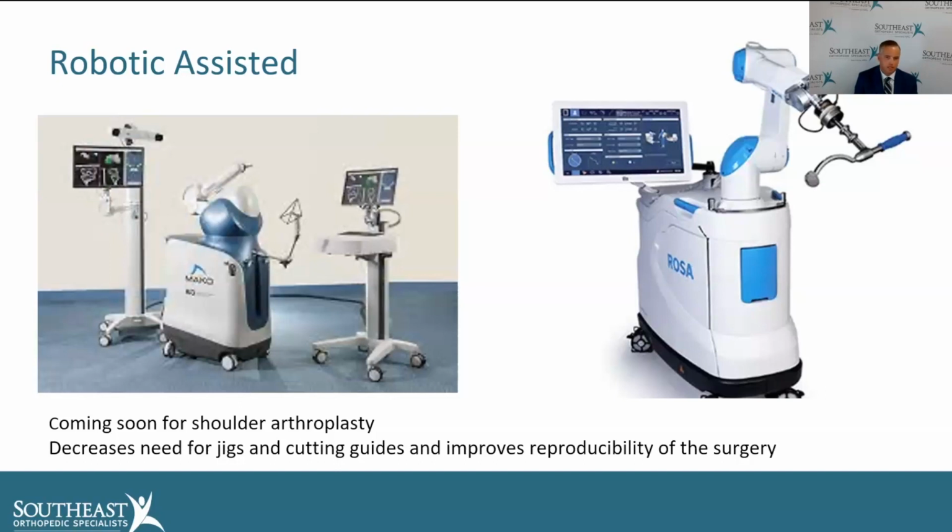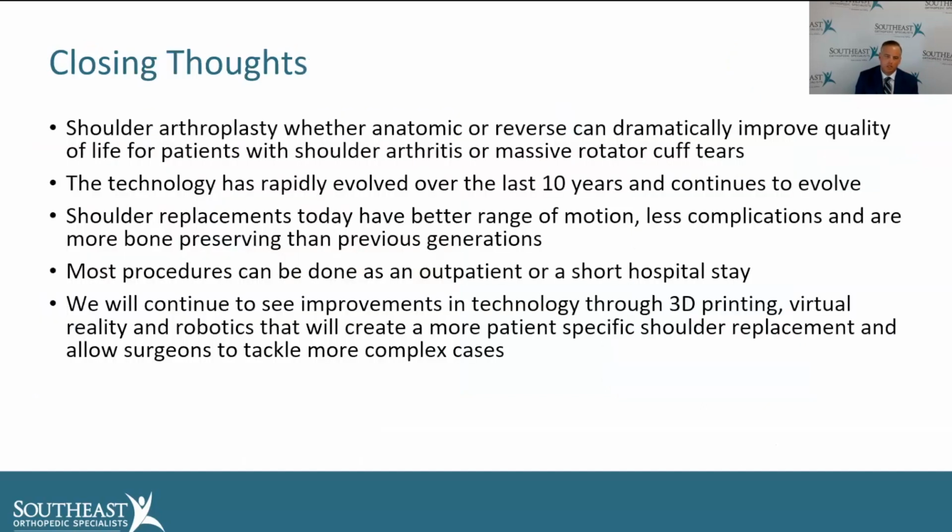We know that in knee and hip arthroplasty, it decreases the need for cutting jigs and things like that, and makes it a more reproducible surgery. In shoulder arthroplasty, it potentially could lead to different surgical approaches and less extensive, more minimally invasive approaches. But time will tell what robotics has in store for shoulder arthroplasty and how it will change it for the future. So, just my closing thoughts on this.